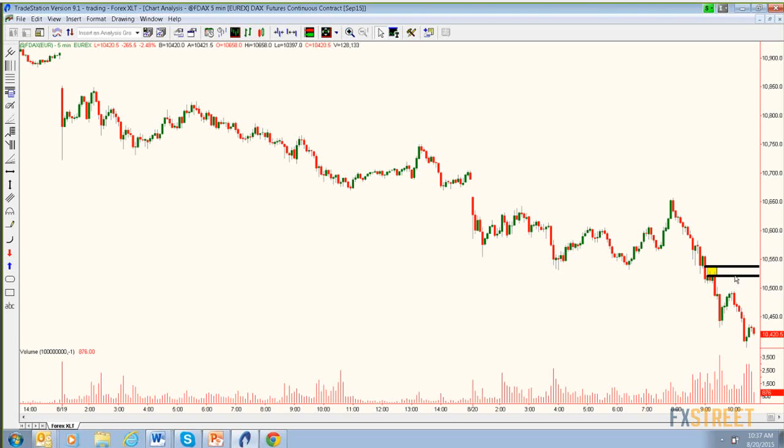Now remember, for those of you that don't trade this market, make sure you understand the risk. This is a big money market, so don't just jump into this market without understanding how the numbers work in the DAX. Okay. All right. That's the DAX.